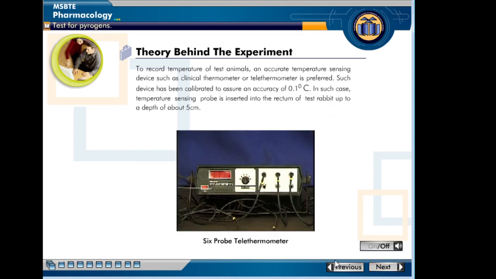To record the temperature of test animals, an accurate temperature sensing device such as a clinical thermometer or telethermometer is preferred. Such a device has been calibrated to assure an accuracy of 0.1 degree Celsius. In such a case, the temperature sensing probe is inserted into the rectum of the test rabbit up to a depth of about 5 cm.